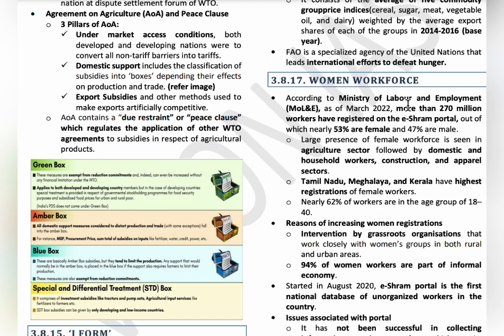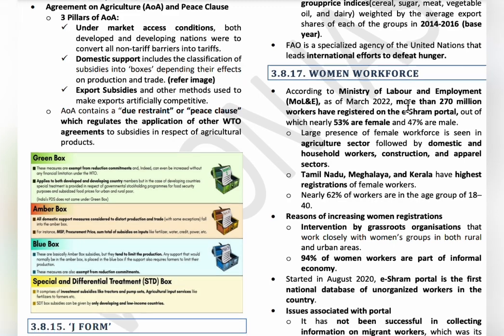So as per the data of the Ministry of Labour and Employment, more than 270 million workers are registered on the eShram portal, and 53% are female workforce and 47% are male.